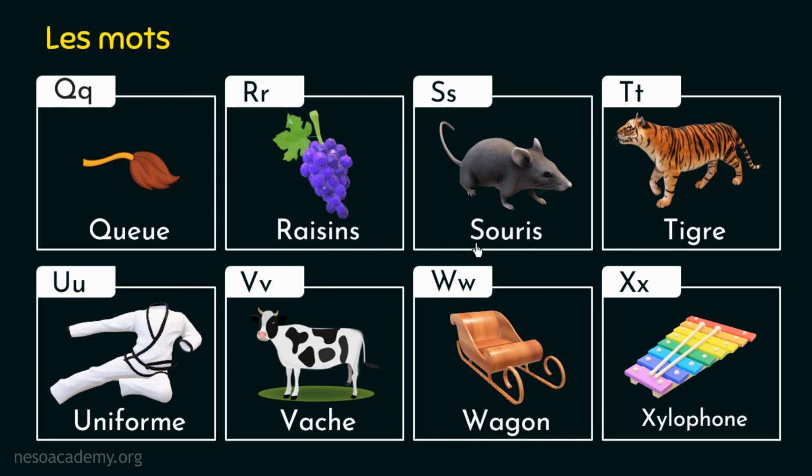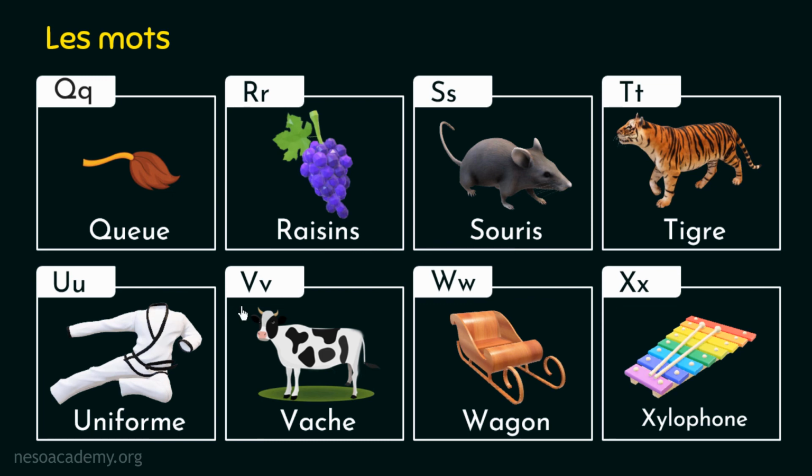Now let's talk about the 19th alphabet, that is S, and the French word associated with this alphabet is pronounced as souris. Souris means a mouse. Now have a look at the 20th alphabet, that is T, and the French word associated with this alphabet is pronounced as tigre. It means a tiger. Now let's talk about the 21st alphabet, that is U, and the French word associated with this alphabet is pronounced as uniforme. It means a uniform.